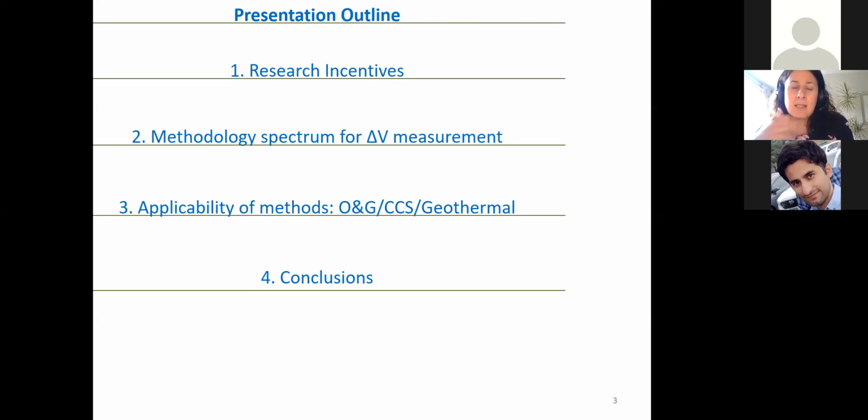So in this presentation, I will first present the research incentives in terms of why we're interested in understanding the velocity evolution of the subsurface. I will then summarize and present the methodology spectrum for delta V measurement, and also then discuss the applicability of these different methods to oil and gas, carbon capture and storage, and geothermal. And finally, offer some conclusions.